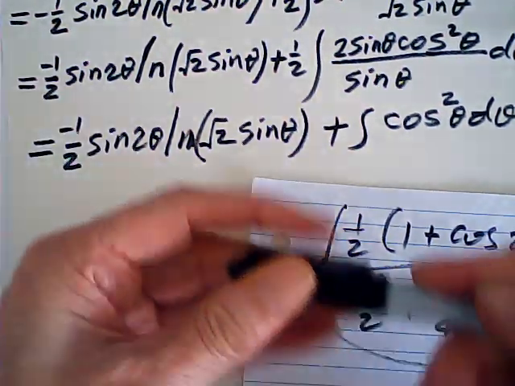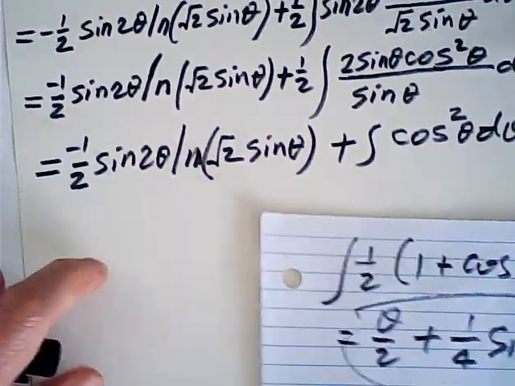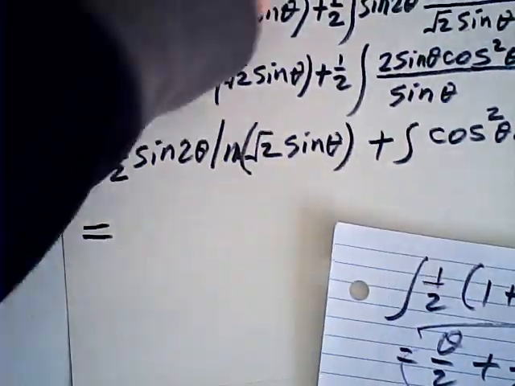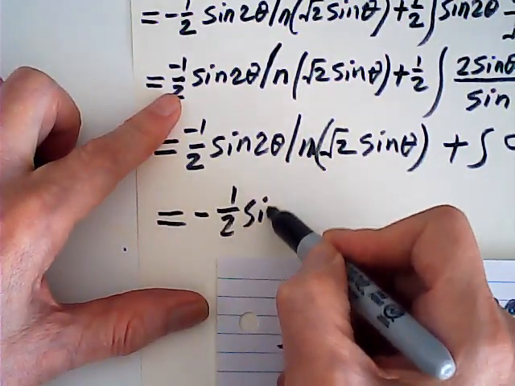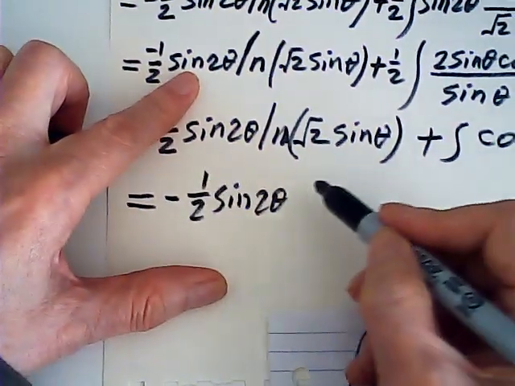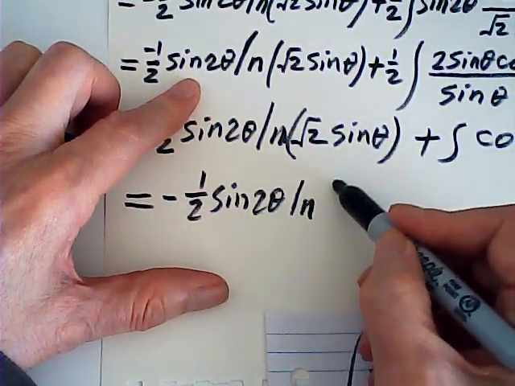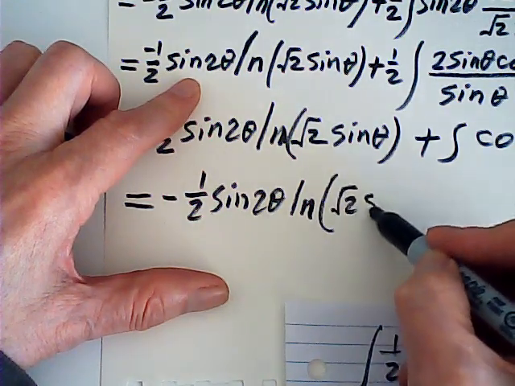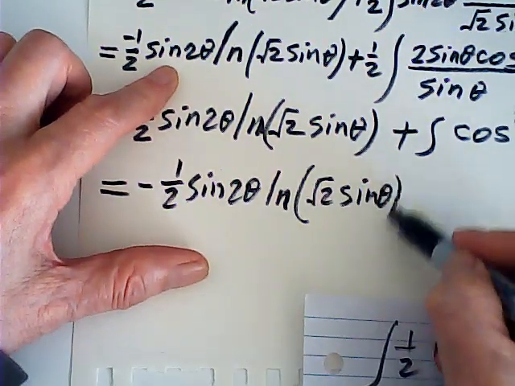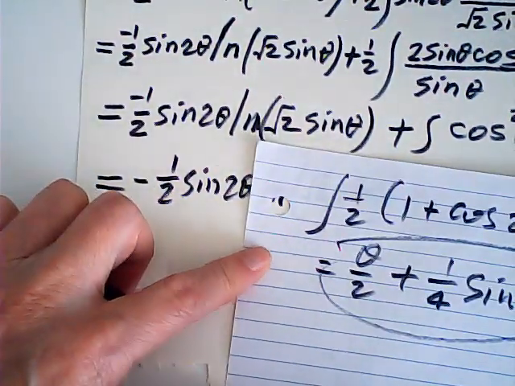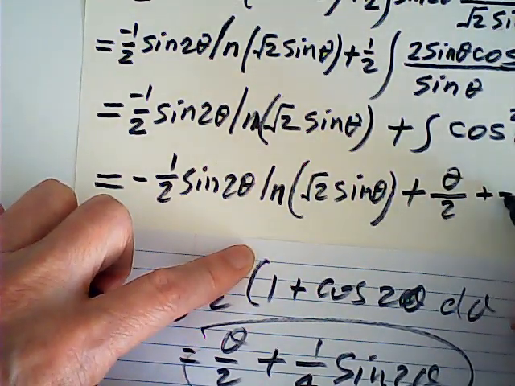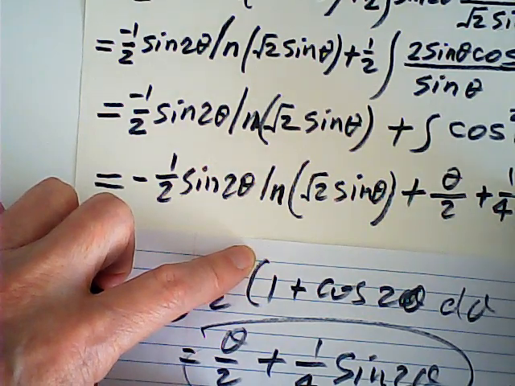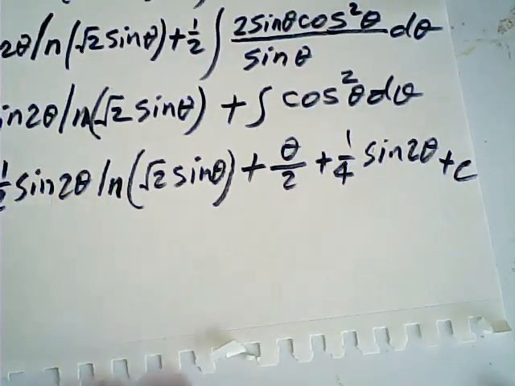Let me change the pen. Now, so finally we have this. Negative half sine 2 theta natural log square root sine theta, plus, that's the integral, right? Half theta plus quarter sine 2 theta plus c. So the integral has been done.